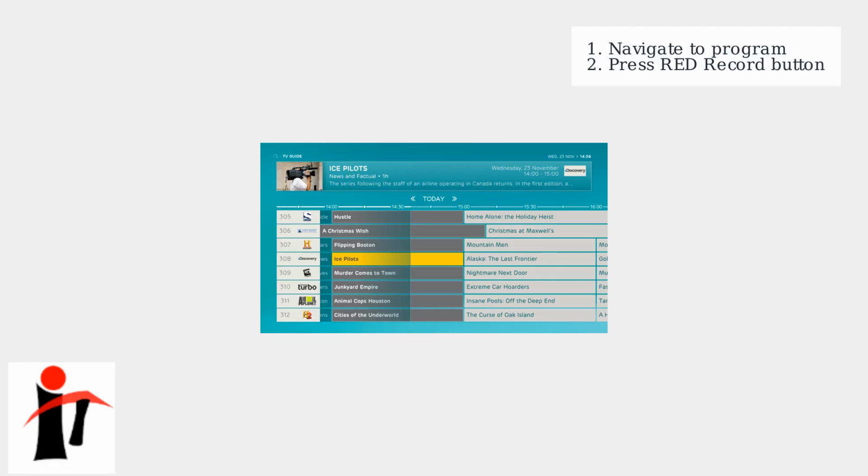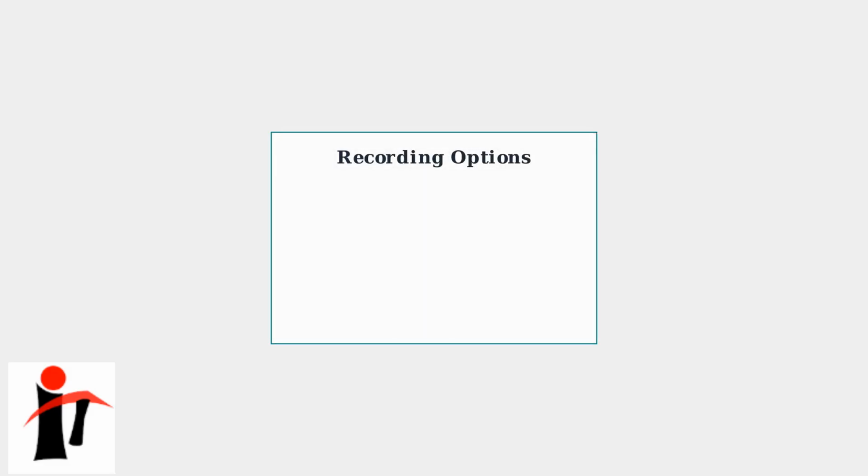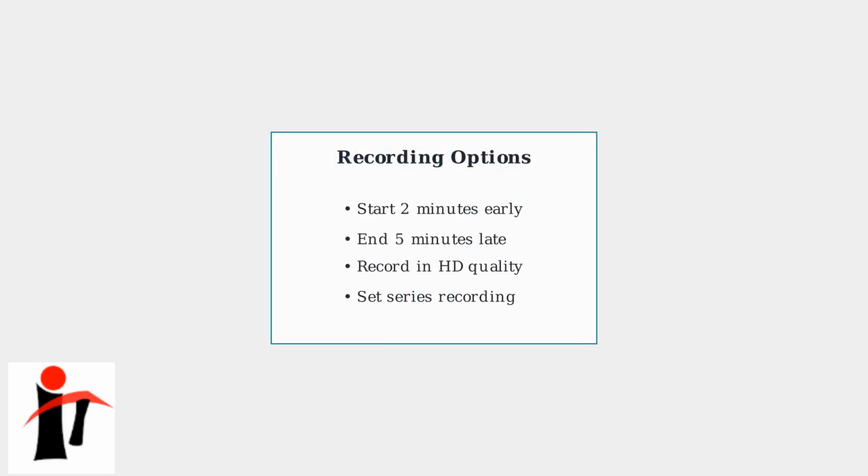Once highlighted, press the red record button on your remote to start the recording setup process. A recording options menu will appear. Here you can confirm the recording details and set preferences like starting the recording a few minutes early or ending it late to avoid missing any content.